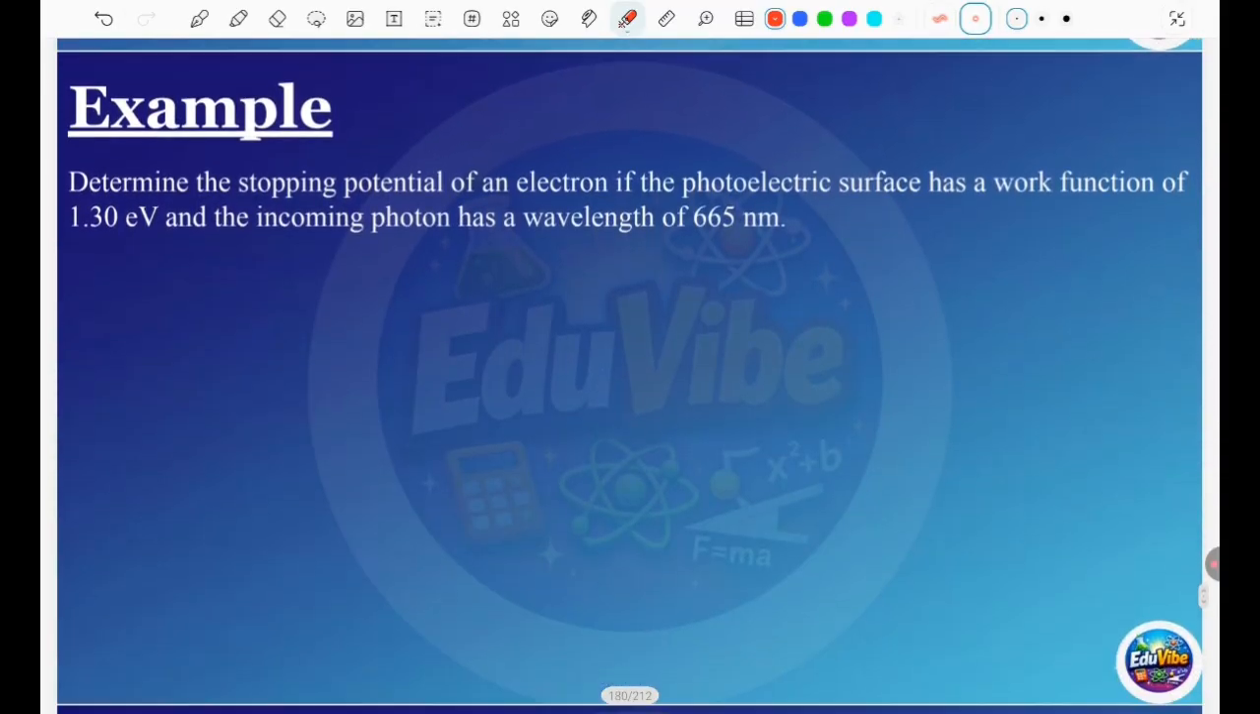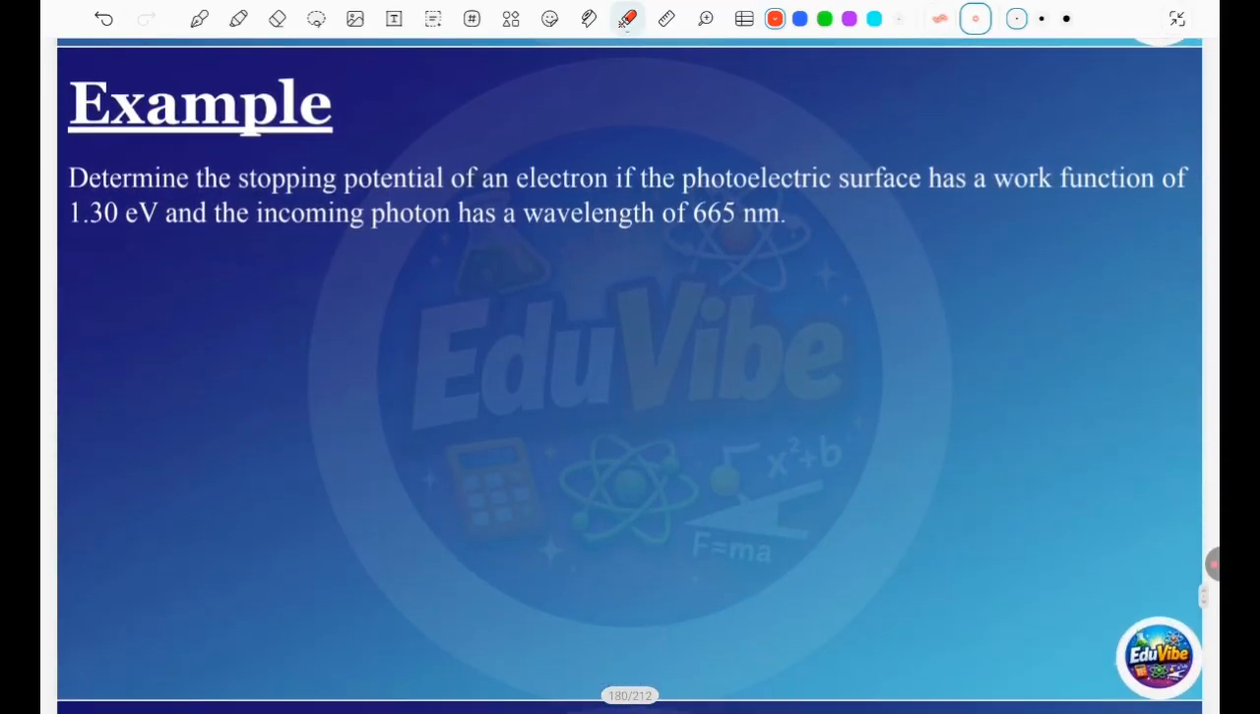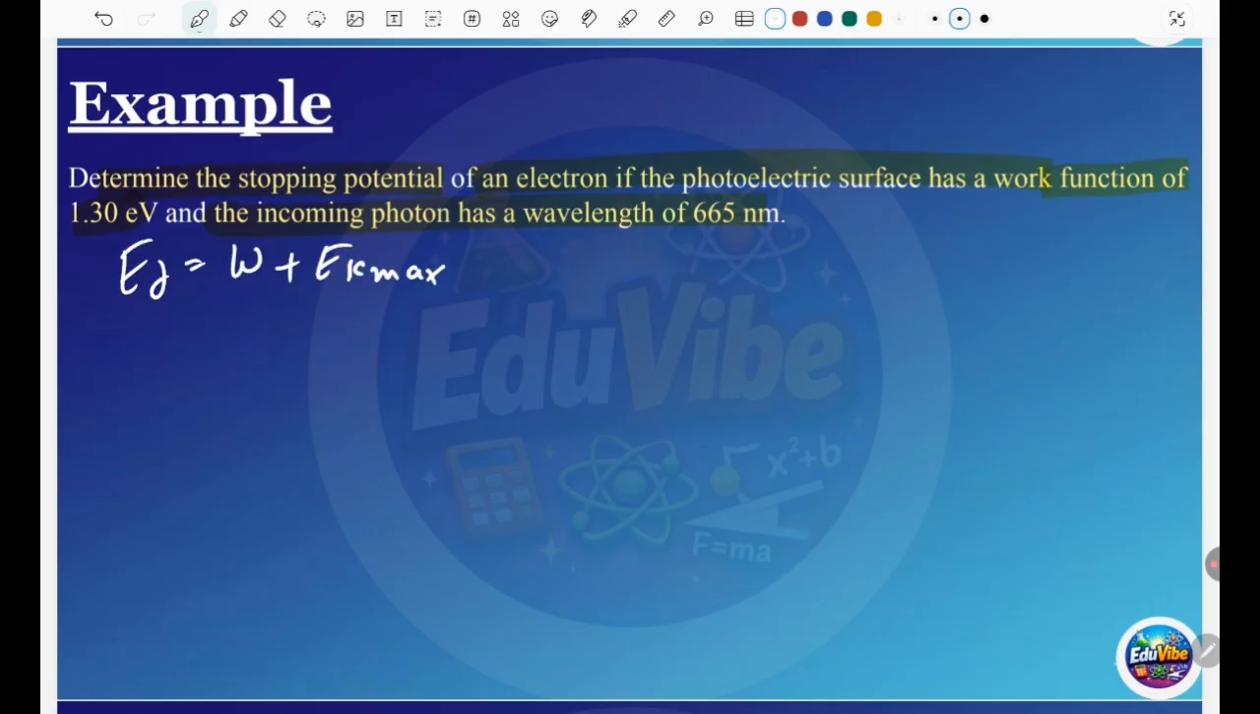We also have one example related to stopping potential, because you get separate questions related to the stopping potential. The question says: determine the stopping potential of an electron from a photoelectric surface with a work function of 1.30 eV. The incoming photon has a wavelength of 665 nanometers. Basically, we have to find the stopping potential. To find this, we have E photon equal to W plus EK max, so we'll start by finding the EK max.